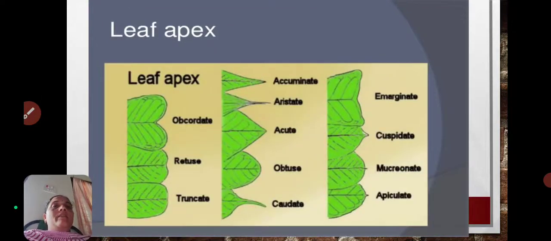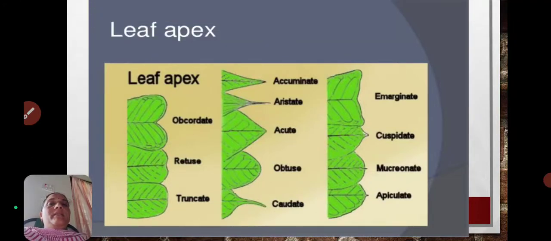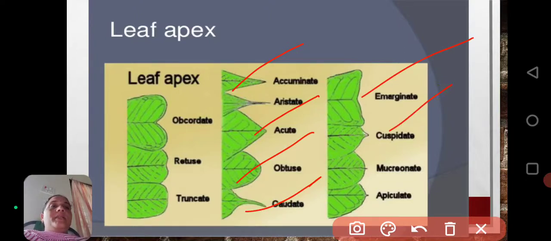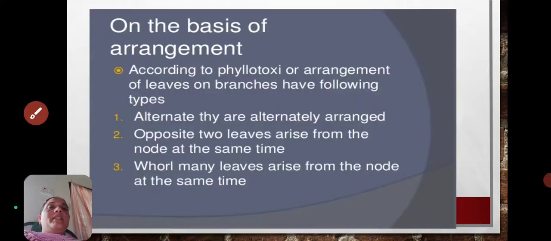So here are the leaf apexes. This is obcordate. Truncate, acuminate, acute, obtuse, cordate, emarginate, cuspidate, apiculate, mucronate. Okay, these are the leaf apexes.